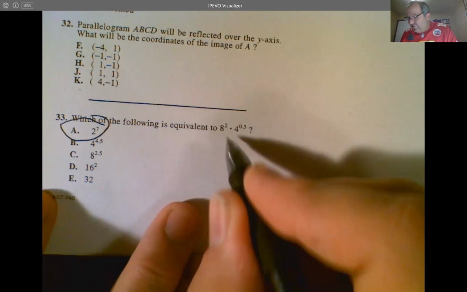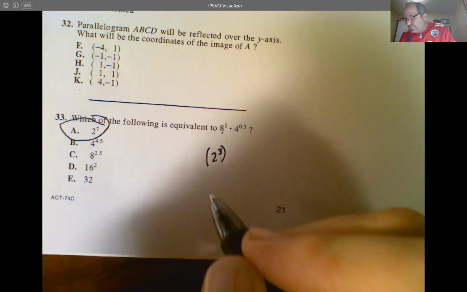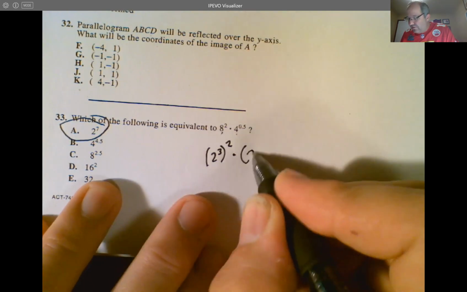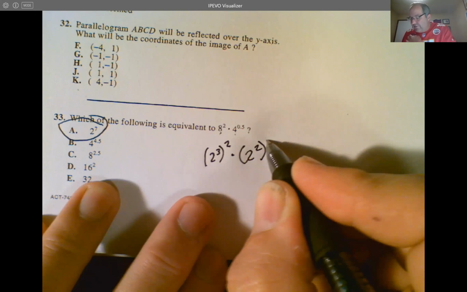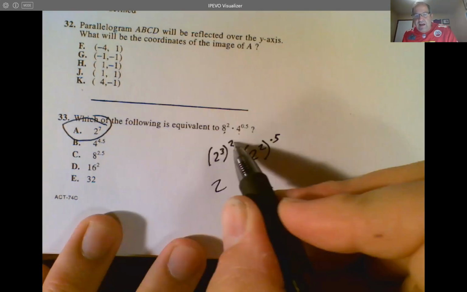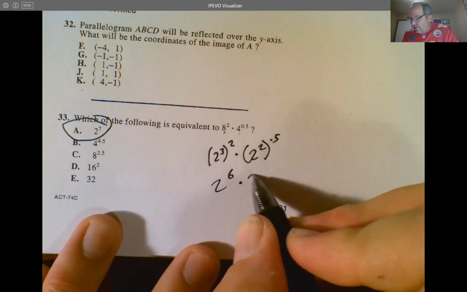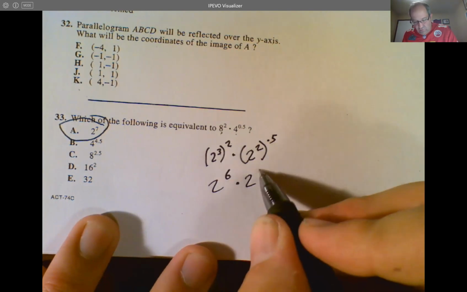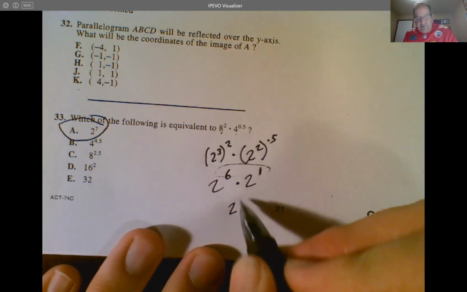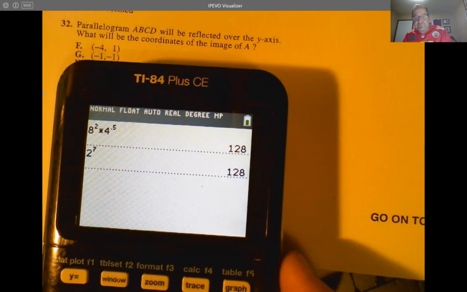So what I could do is change this 8 to be 2 to the 3rd, because that's what 8 is, right? 2 times 2 times 2. And I can change this 4 to be 2 to the 2nd. See, the deal is you want to try to get it so these bases are the same number. And we remember that a power to a power means you multiply. So 3 times 2 is 6. And it's times 2 to the, okay, 2 times 1/2 is 1. And then you got to remember your exponent rules. When you multiply, don't you add the powers? So 2 to the 7th. That's not bad, but calculator is a little bit faster.